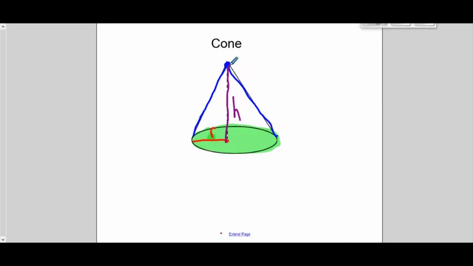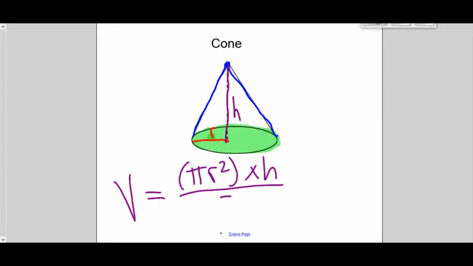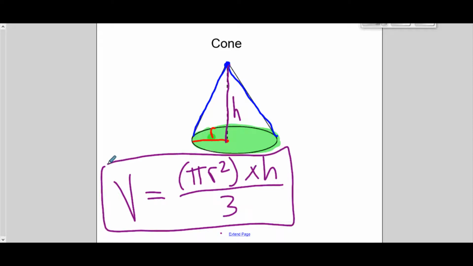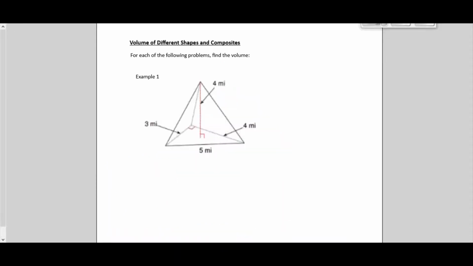So to find the volume of the cone, its volume equals the area of the circle, so pi r squared, times the height, just like when we found volume of a prism or a cylinder, and you're going to divide that by 3. So that is the volume of the cone. So pause the video if you need to and copy that down. So let's do a couple of examples. So take a minute if you need to pause and copy it down.